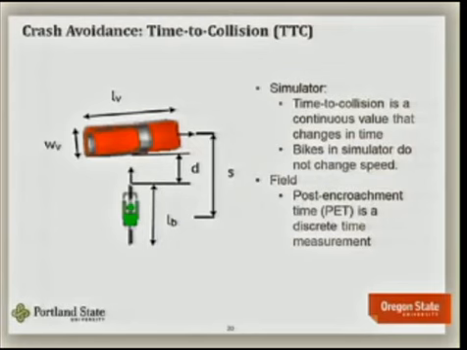In our simulator experiment, the bicycle speed was fixed. So the bicycle speed never changed. So even if the car was in front of it, it just kept going. It's a limitation of what we had to work with in the experiment.